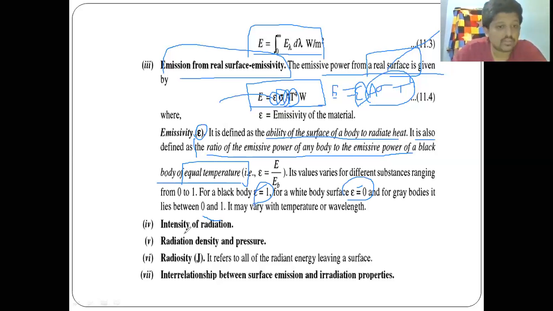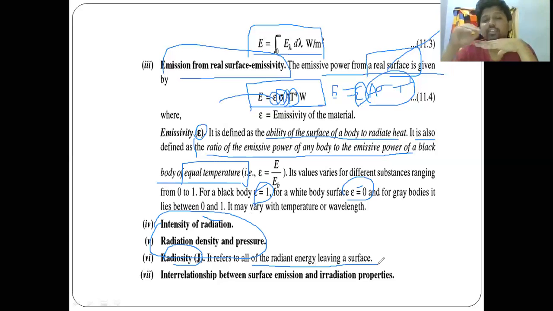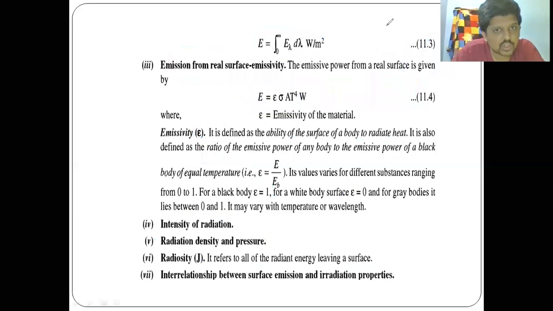Now, we'll see later the intensity of radiation and how it relates to density and pressure. Radiosity, denoted by J, refers to all the radiant energy leaving the surface. Light impinges on the surface, and the energy which is leaving the surface is referred to as radiosity, denoted by J. So these are some parameters which we should learn.